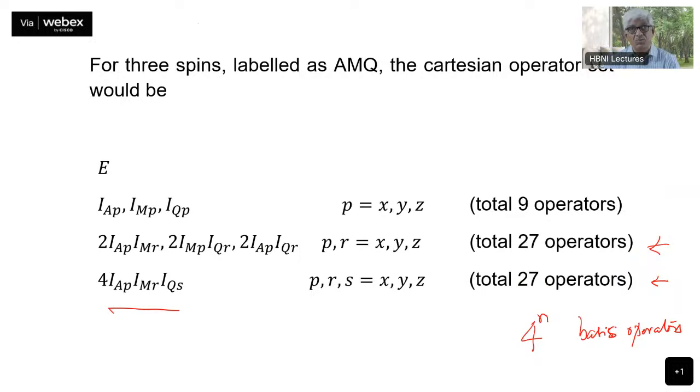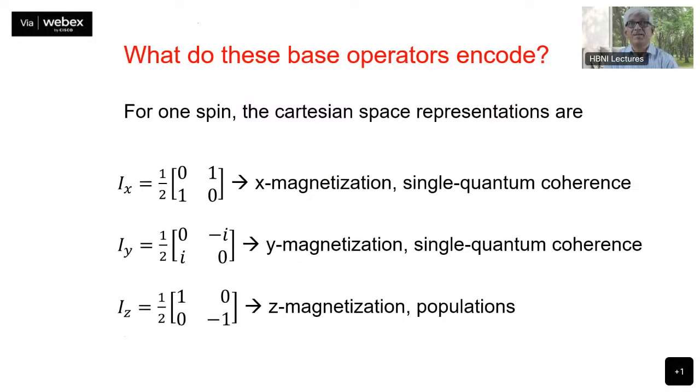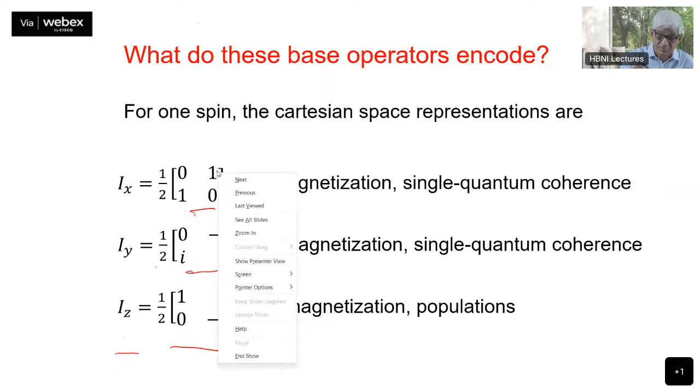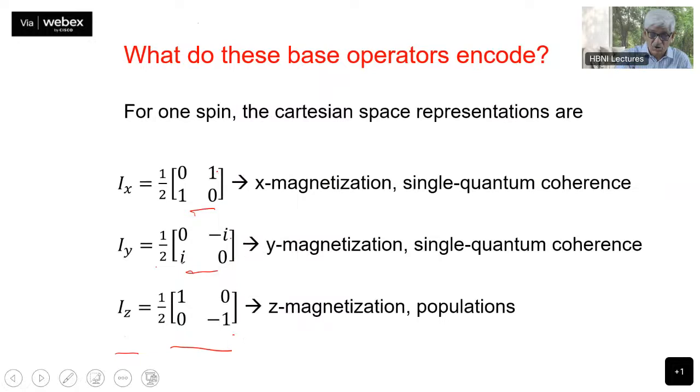What is next? What do these operators encode? What do these operators represent? First, the 1 spin case, you have already seen what they represent. Ix is X magnetization, single quantum coherence, that is represented by this. We have already seen the Y magnetization, single quantum coherence, that is represented by this operator, with a minus i here, notice here, and the Z component is represented by this, it has the populations. The Z magnetization is dependent on the population. X and Y magnetizations are represented by the coherences. That's why you see these are off-diagonal elements.